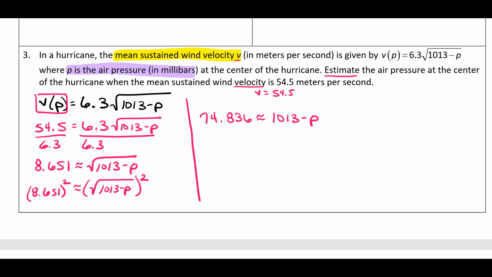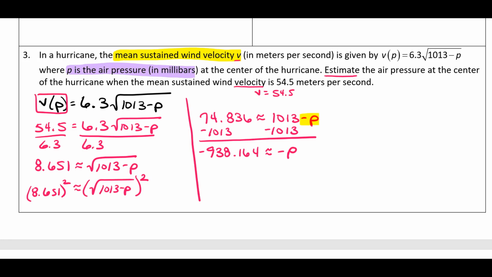1013 minus p. So now we have a linear equation. So our next step would be to subtract 1013 from both sides. Again, that number's already in your calculator, so just do minus 1013. And that should give us negative 938.164 is approximately negative p. Don't forget to bring the negative with the p.